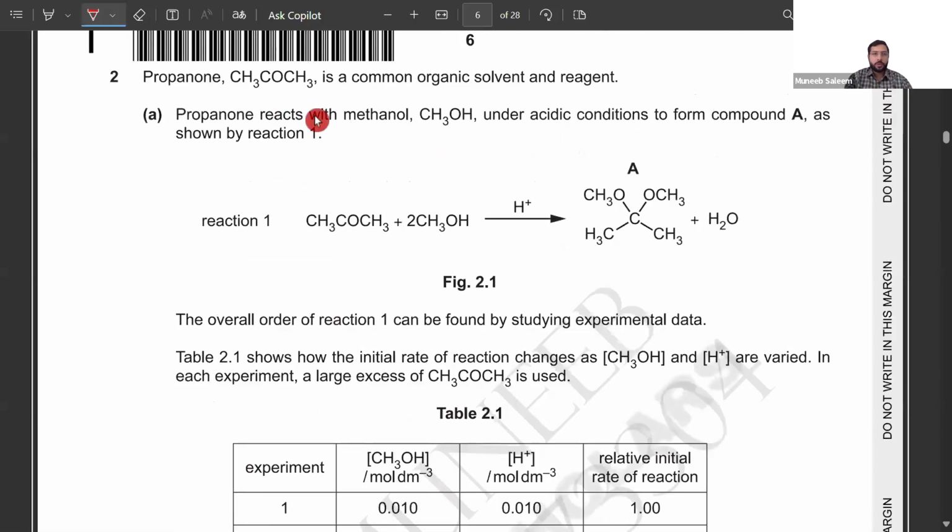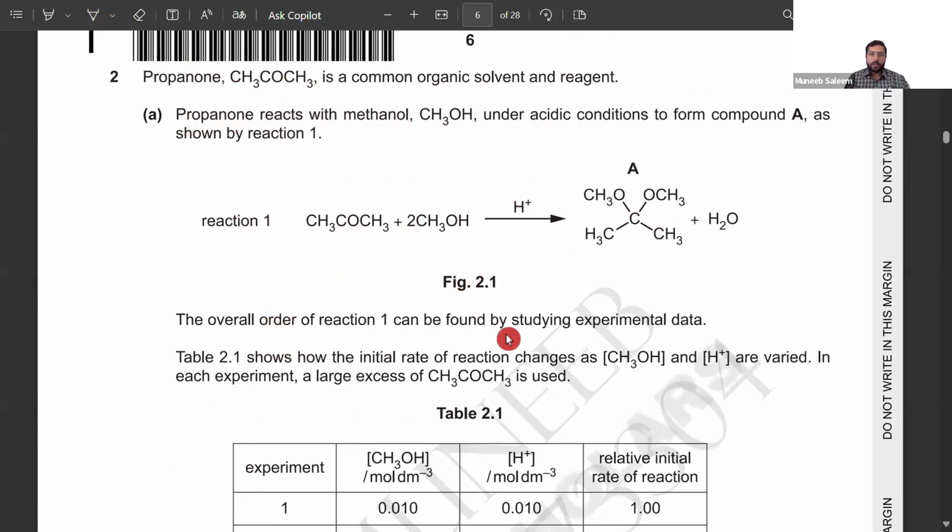Now question number 2, part A. Question 2: propanol, which is CH3COCH3, is a common organic solvent and reagent. Propanol reacts with methanol under acidic condition to form compound A as shown. Reaction 1 is this figure.